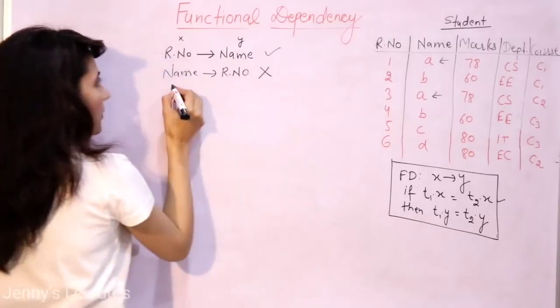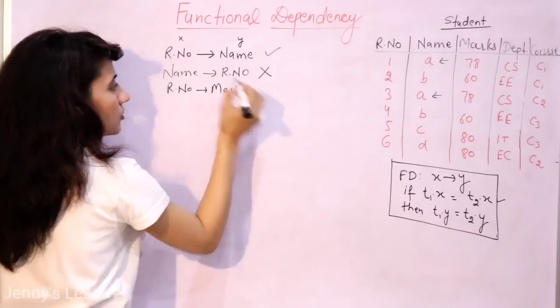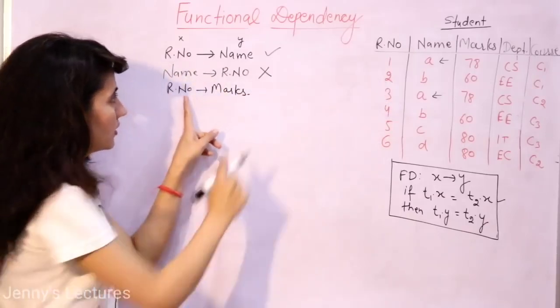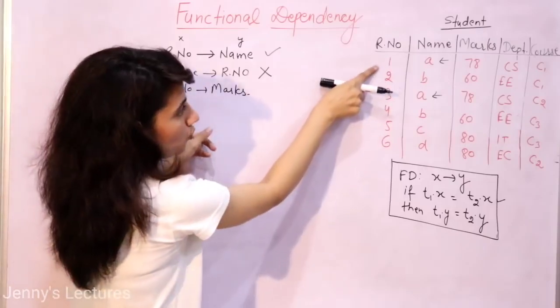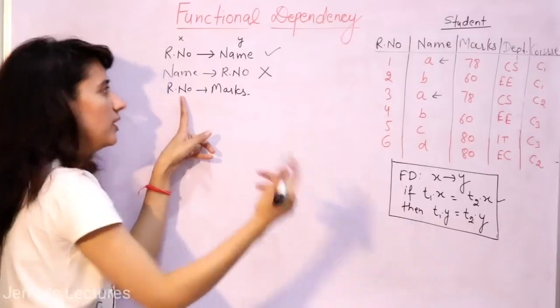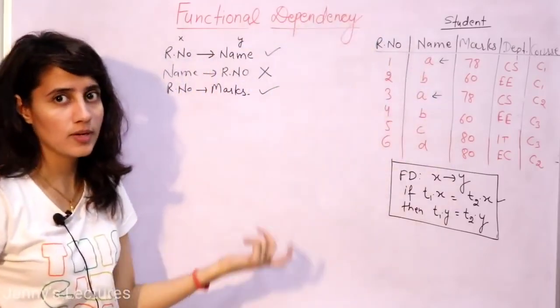Now suppose I am taking roll number determines marks. I can see that roll number is x, now this is y. No two tuples of roll number have the same value, means no repetition is there in the roll number. So definitely it would be a functional dependency. No need to check for y values, right?